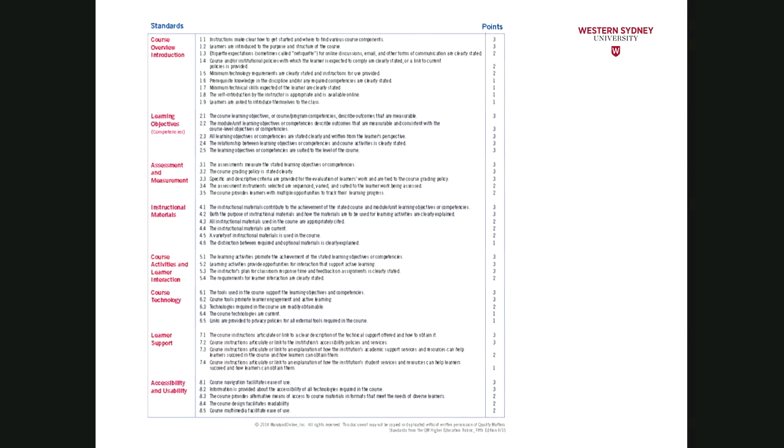And the way in which the points are scored, so if you see anything that has a 3, that's considered essential to a quality course or quality unit. But the showstopper, if you like, would be around 2.1 and 2.2, which is about the alignment of measurable learning outcomes with the activities and the assessments and what have you.